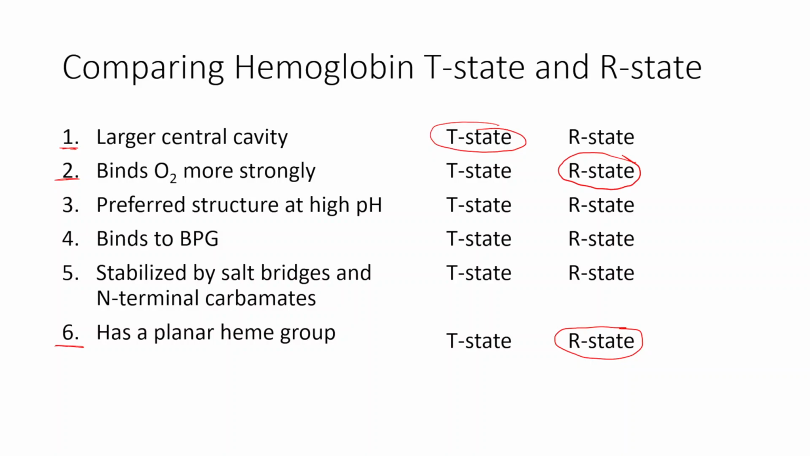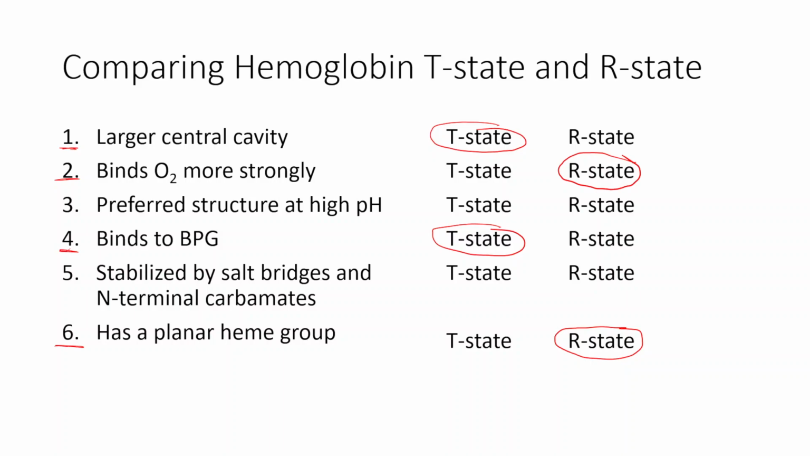Anybody have any other ideas for what goes in that central cavity? Yeah, it's phospho something glycerol? Yes, so it's BPG, which is question number 4. So the larger central cavity is what we see in the T state. So in which state do we see hemoglobin binding to BPG? Yeah, the T state, exactly. So the BPG fits in that larger central cavity when it's in the T state.